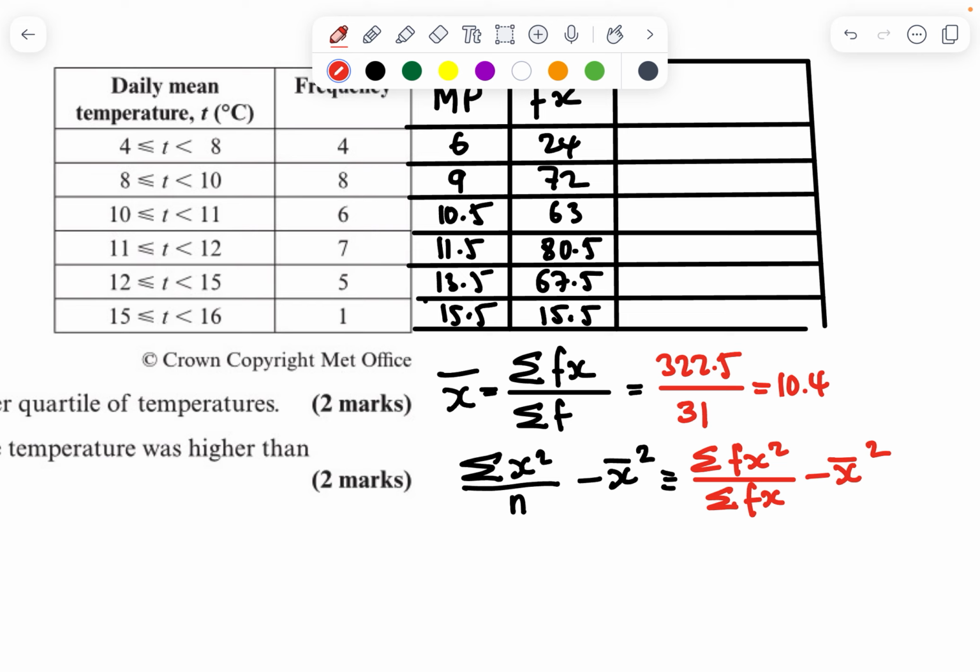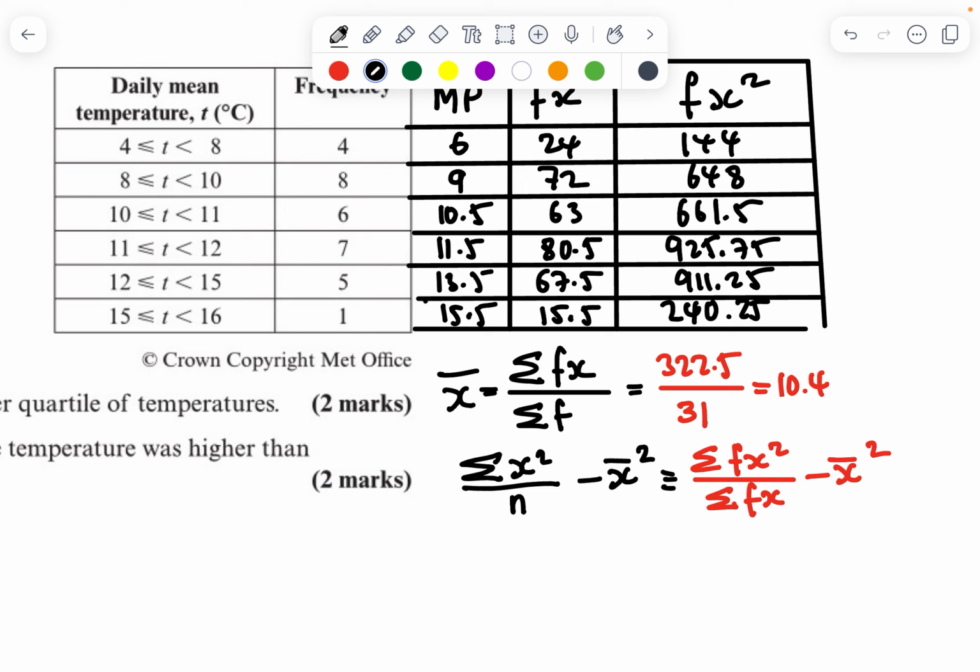So that's why I'm going to need my extra column. So now I'm going to call this fx squared. So literally I'm going to do the frequency 4 times my midpoint squared. So 4 times 36 gives me 144, 648, 661.5, 925.75, 911.25, 240.25. Right.